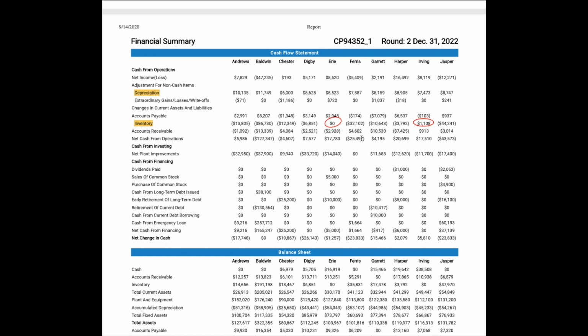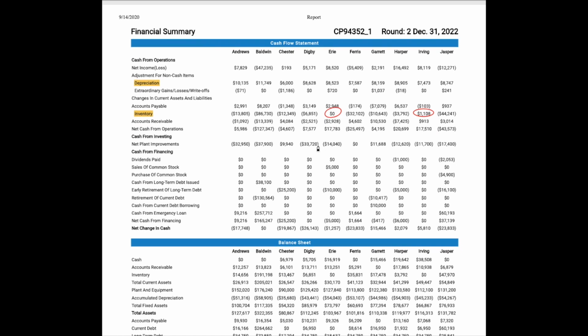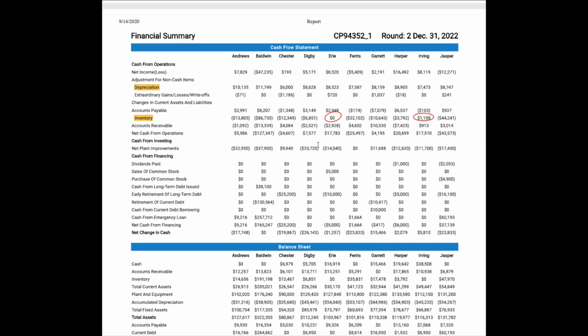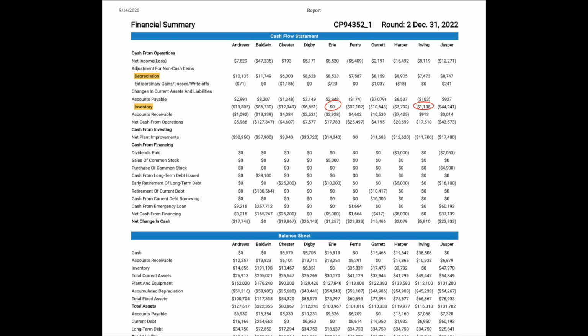Now, the financial summary has a couple of statements that your team needs to pay attention to. First, the cash flow statement. The cash flow statement indicates the movement of cash through the organization, including operating, investing, and financing activities. The annual report of the cash flow statement shows the change in the amount of cash from the previous year. So your cash flow statement indicates the expected changes at the end of the upcoming year.